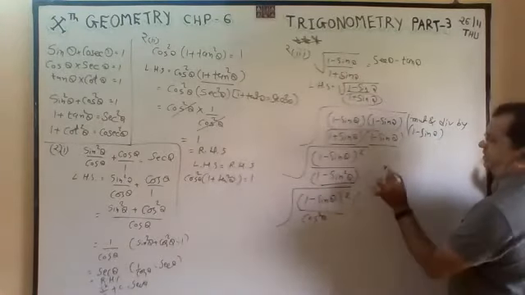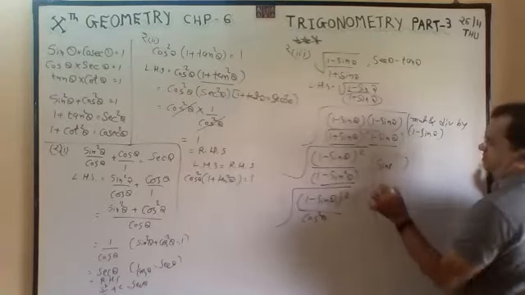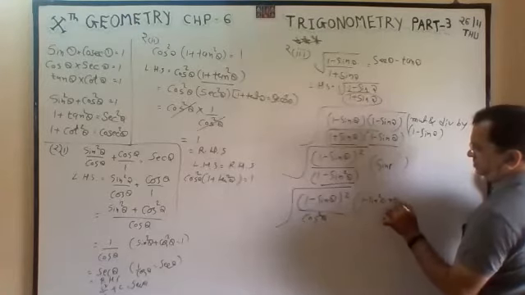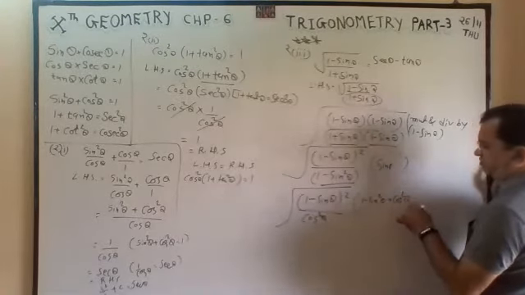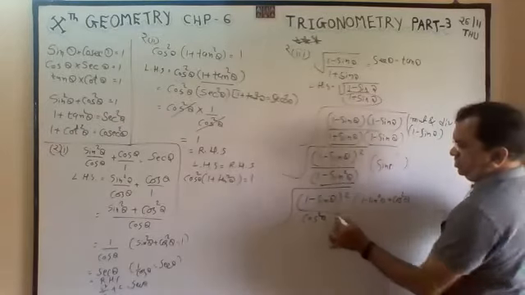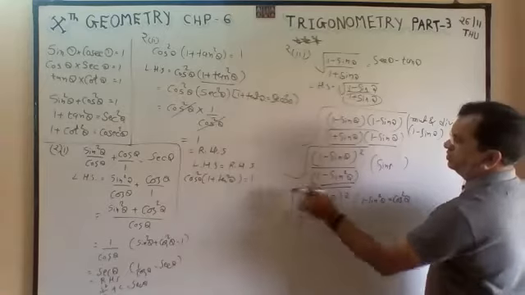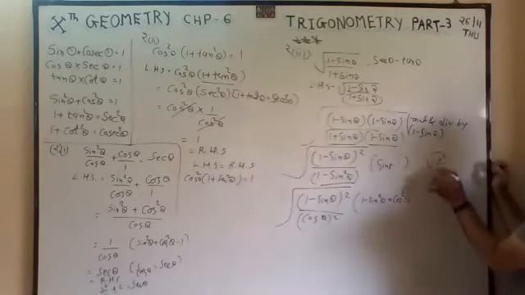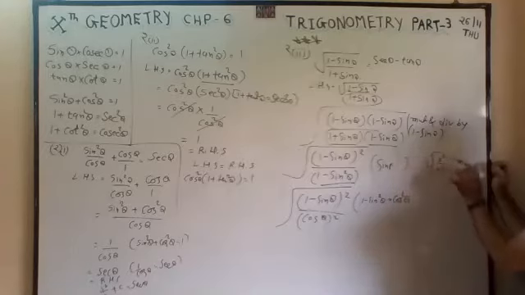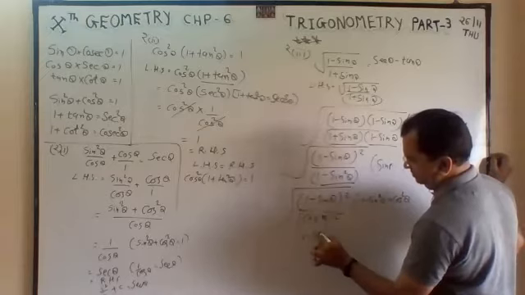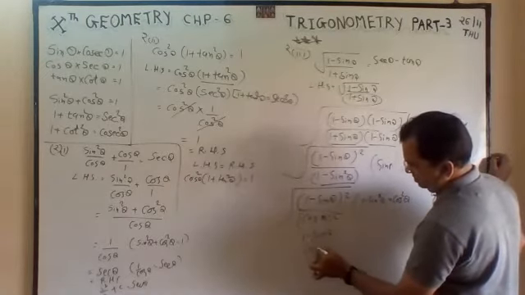So here I will write, simplifying. Here I will write 1 minus sine square is equal to cos square theta, because cos square plus sine square is equal to 1. So cos theta square, you can also write square root. Square root of square x, square root of square y, so this cancels. So it is 1 minus sine by cos theta.